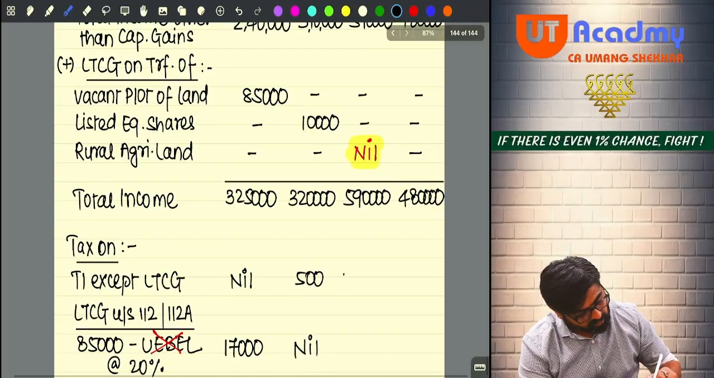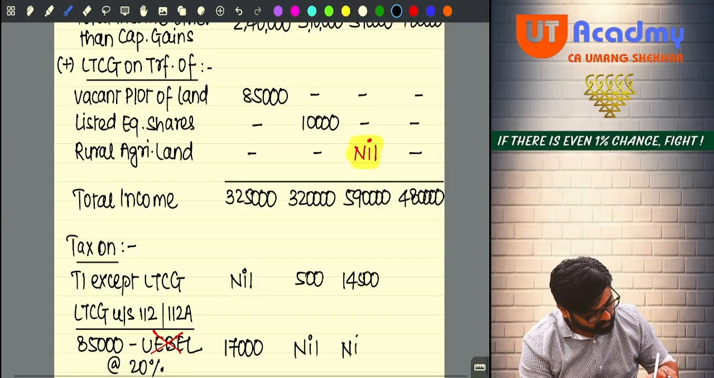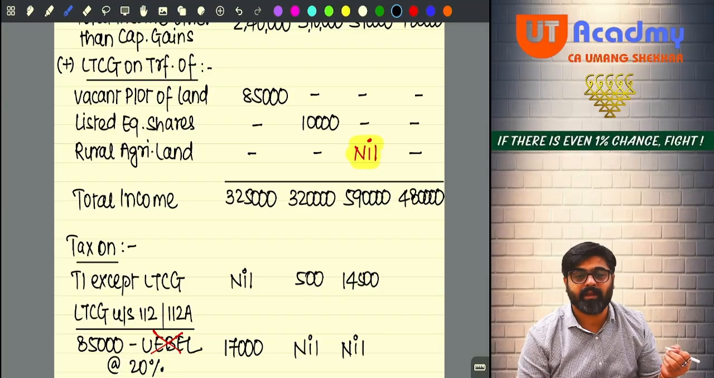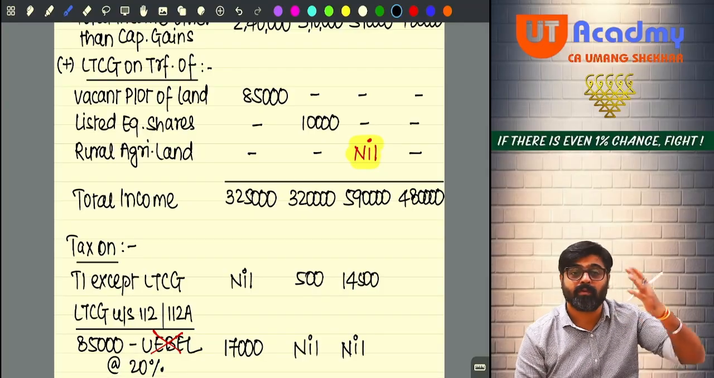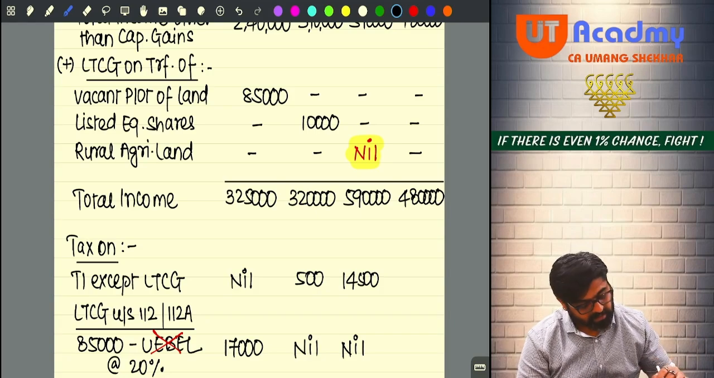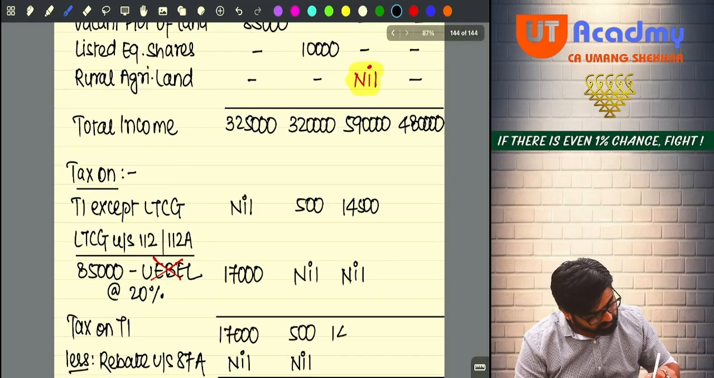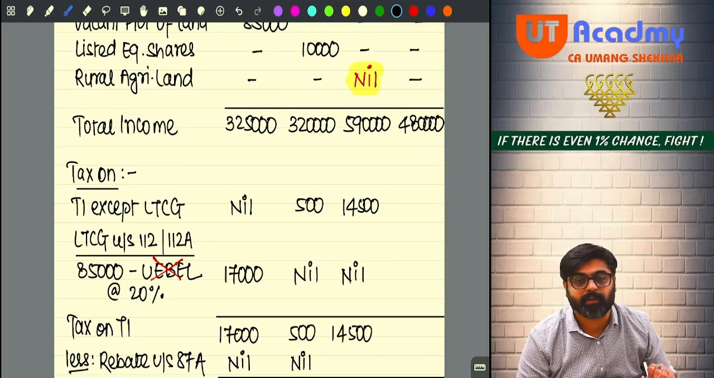So are you going to pay 14,500 tax? Yes. No tax on your capital gain, because that capital gain is fully exempt only because that was from rural agricultural land. Yes or no? So your tax liability in this case will be 14,500.